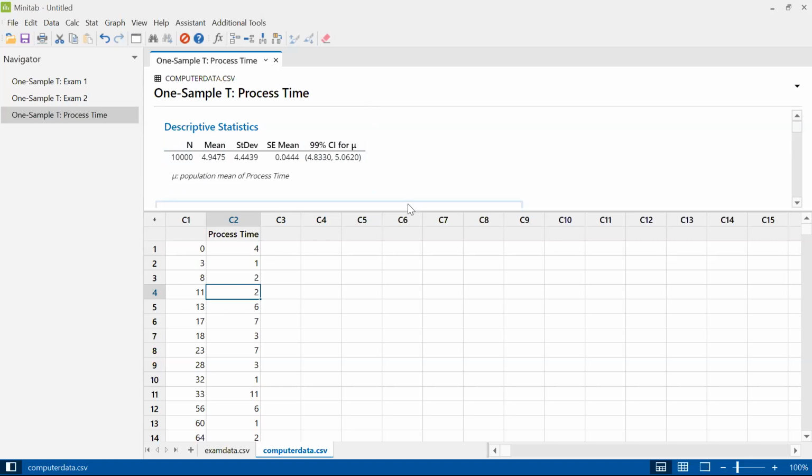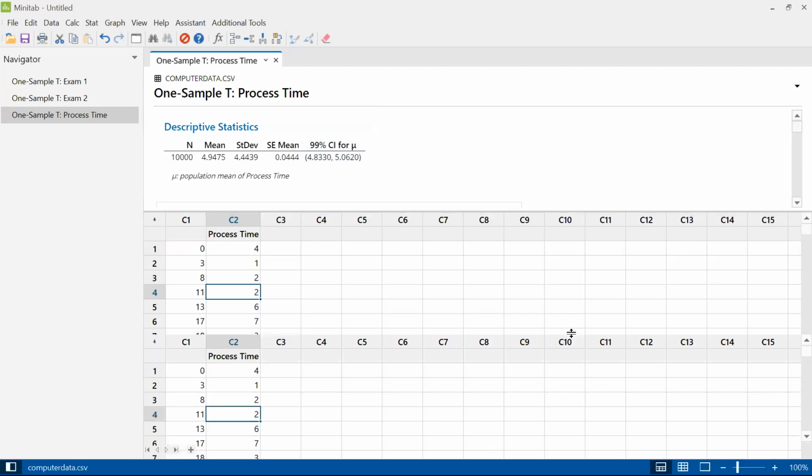Okay, so notice that the standard deviation here is pretty big. It's like 4 because there was lots of 1s and lots of 15s and 20s. That doesn't mean that 99% of the data was between 4.8 and 5. It means that we're pretty sure that the mean is between 4.8 and 5. The data is all over the place, but the highs and lows balance out, and the mean ends up in here. Okay, let's see what our graphs look like.